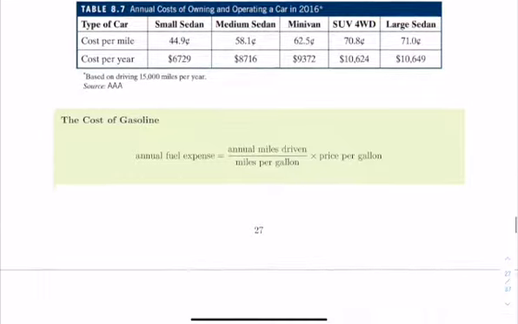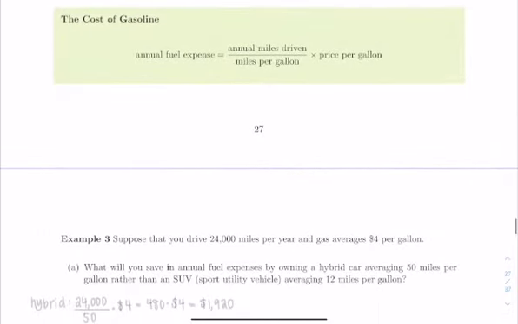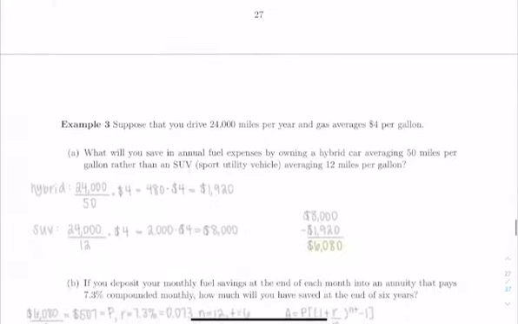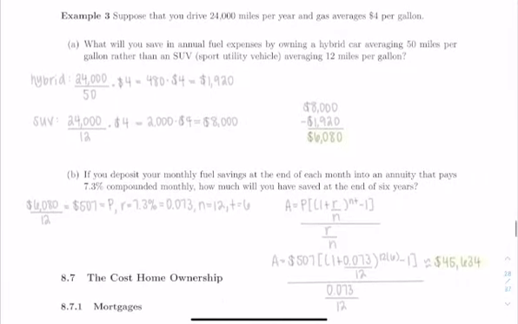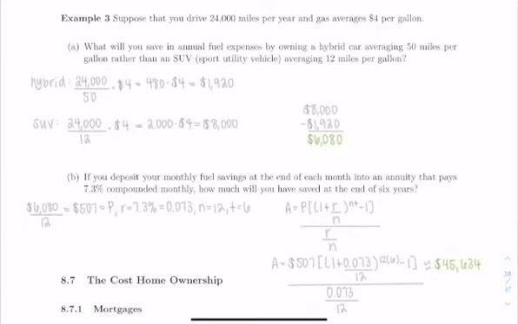And so we can find the cost of gasoline with this formula. The annual fuel expense is equal to the annual miles driven divided by the miles per gallon times the price per gallon. So using that formula, we're going to look at example number 3. Let's suppose that you drive 24,000 miles per year and gas averages $4 per gallon. What will you save in annual fuel expenses by owning a hybrid car averaging 50 miles per gallon rather than an SUV averaging 12 miles per gallon?